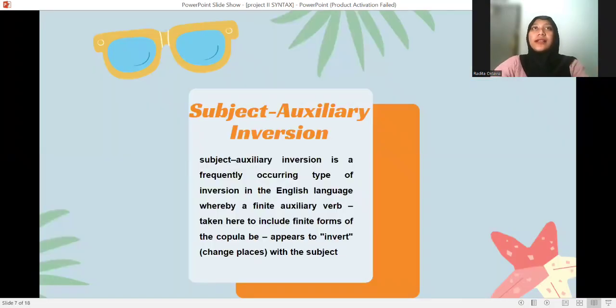So the second topic is subject-auxiliary inversion. Subject-auxiliary inversion is a frequently occurring type of inversion in the English language, whereby a finite auxiliary verb, taken here to include finite forms of the copula, appears to invert or change places with the subject.